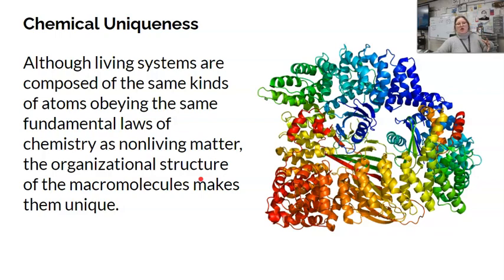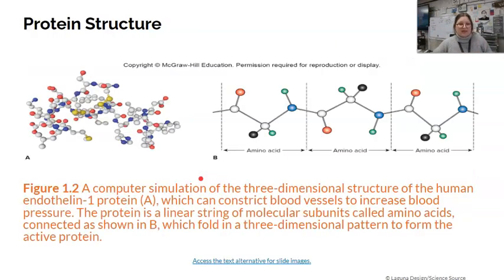And although living systems are composed of the same kinds of atoms, obeying the same fundamental laws of chemistry as non-living matter, the way that they're organized is what makes them unique. So what this is basically saying is the atoms that make up us, our cells, our bodies, and everything, it's the same exact atoms that are making up the non-living things around us. The hydrogen and oxygen that make up our bodies are the same hydrogen and oxygen that are in water, but water's not a living thing. So it's the structure of these macromolecules that make them special in living things.